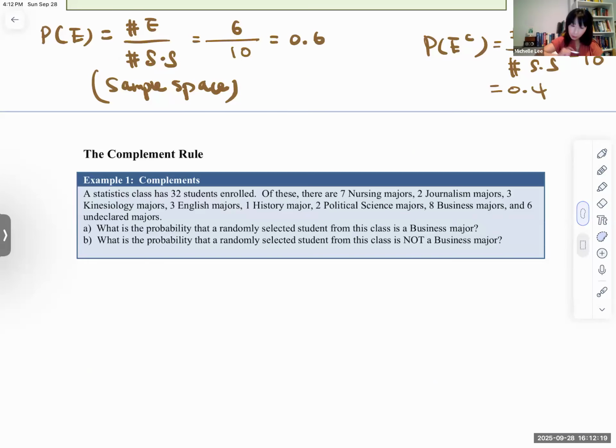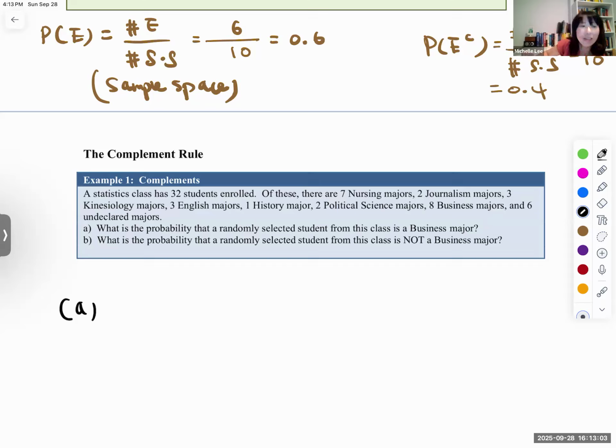All right, so we have an example. A statistics class has 32 students enrolled: 7 nursing majors, 2 journalism majors, 3 kinesiology majors, 3 English majors, 1 history, 2 political science majors, 8 business majors, and 6 undeclared majors. Okay, so the first one: what is the probability a randomly selected student from this class is a business major?